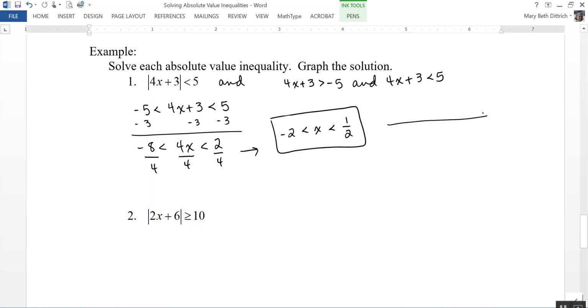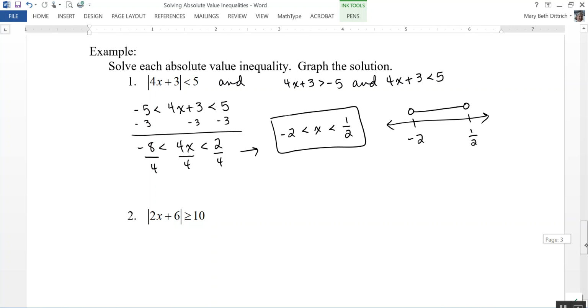Graphing that on a number line, all I really have to put on there are those two numbers. And since x is between those two values, and it's a less than, not a less than or equal to, I have open circles, and there's my graph.